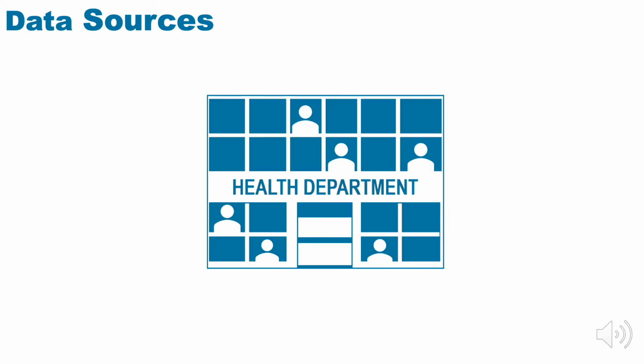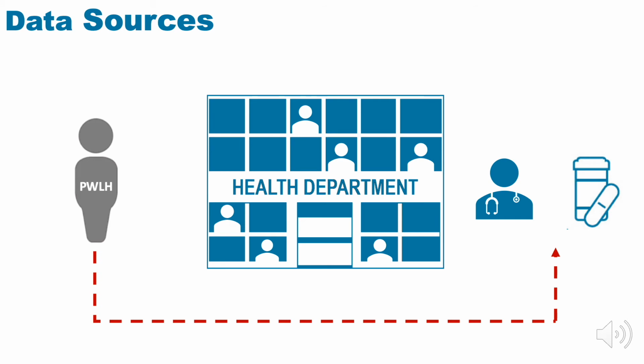Our surveillance staff combine and deduplicate all of this data so that we can understand who is living with HIV, who has unmet need, and who is able to access HIV care and treatment. This information is the foundation of the Texas HIV treatment cascade, which we'll be exploring in another video. The HIV treatment cascade is a way to visualize the steps a person has to take, starting with diagnosis, in order to achieve viral suppression, the goal of HIV treatment.